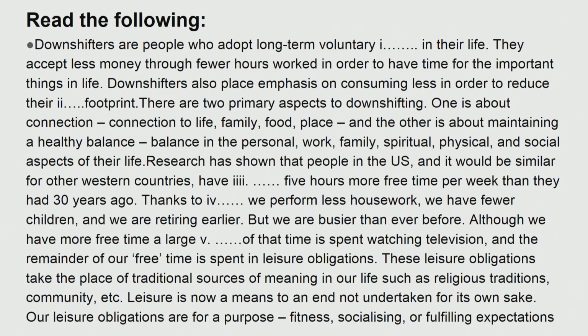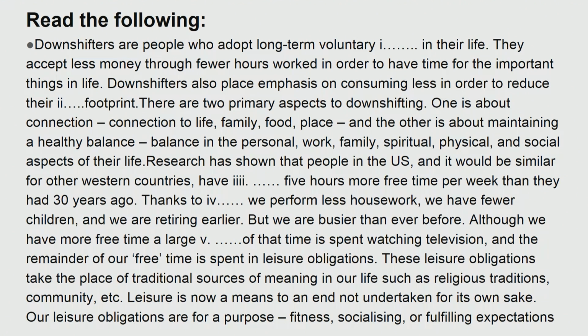This is a passage about downshifters. Now, downshifters are people who adopt long-term voluntary dash in their life. They accept less money through fewer hours worked in order to have time for the important things in life. Downshifters also place emphasis on consuming less in order to reduce their dash footprint. There are two primary aspects to downshifting. One is about connection to life, family, food, place, and the other is about maintaining a healthy balance in the personal, work, family, spiritual, physical and social aspects of their life.